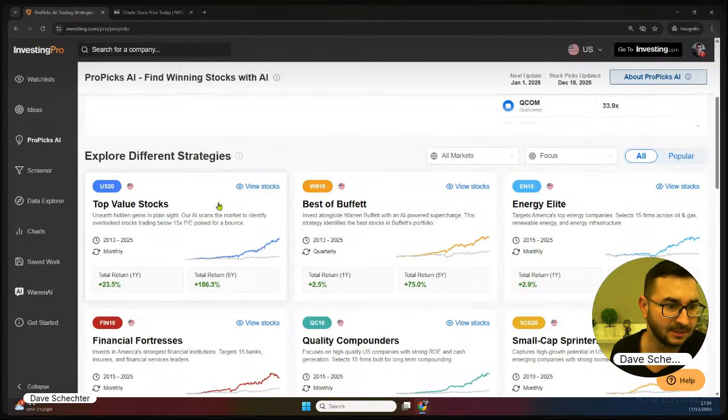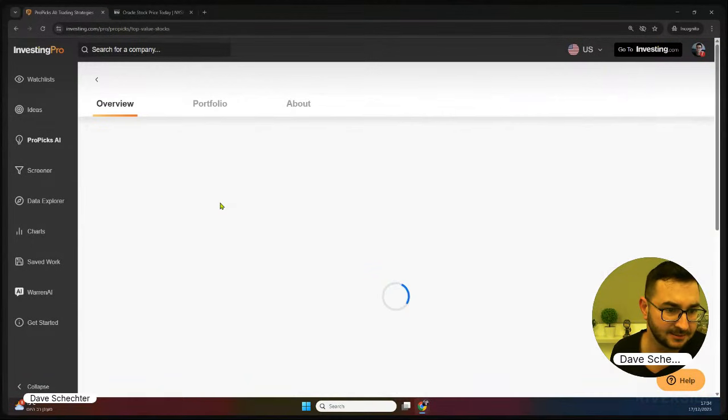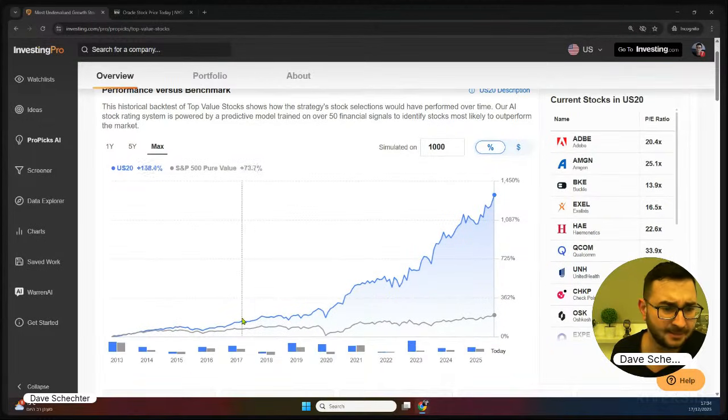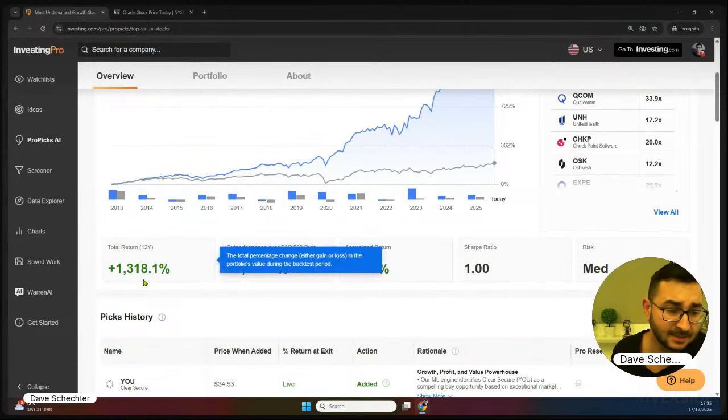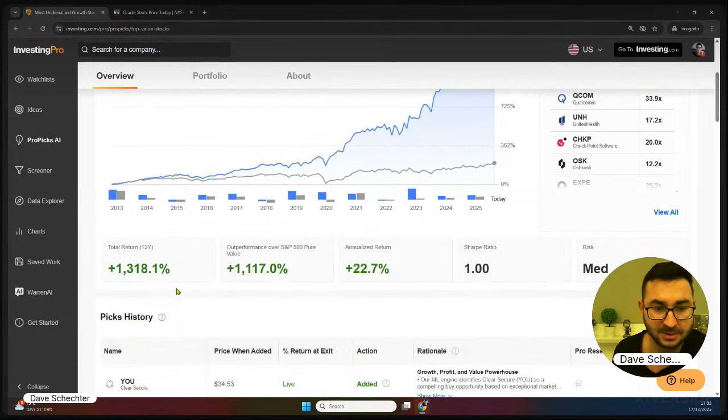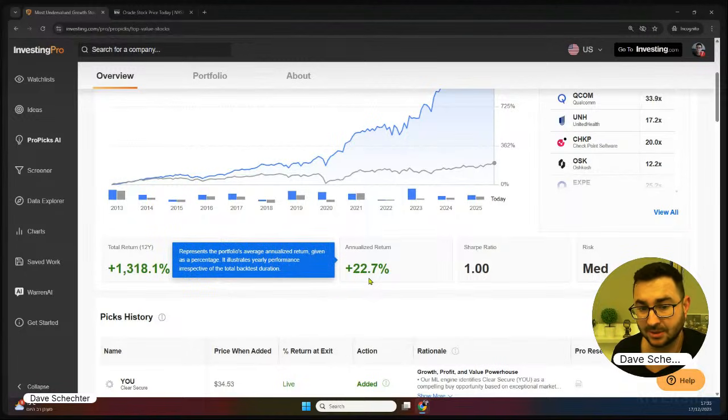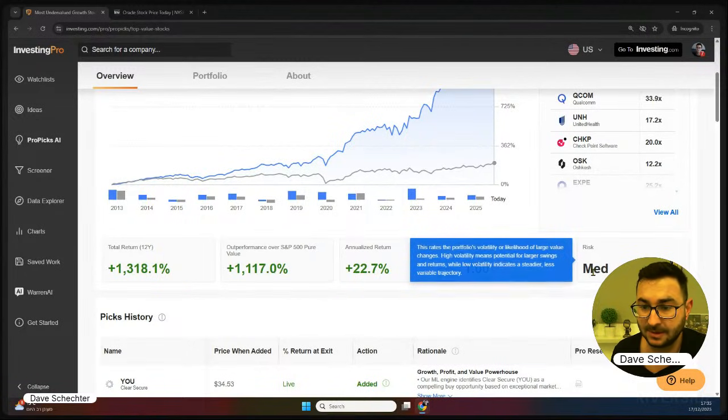So why don't we go ahead and take a look at top value stocks. At the top here, I have the performance since the backtest of the strategy was implemented in 2013. I can see the total return of this strategy was about 1,300%. Annualized return is about 22%, and the risk here is medium.